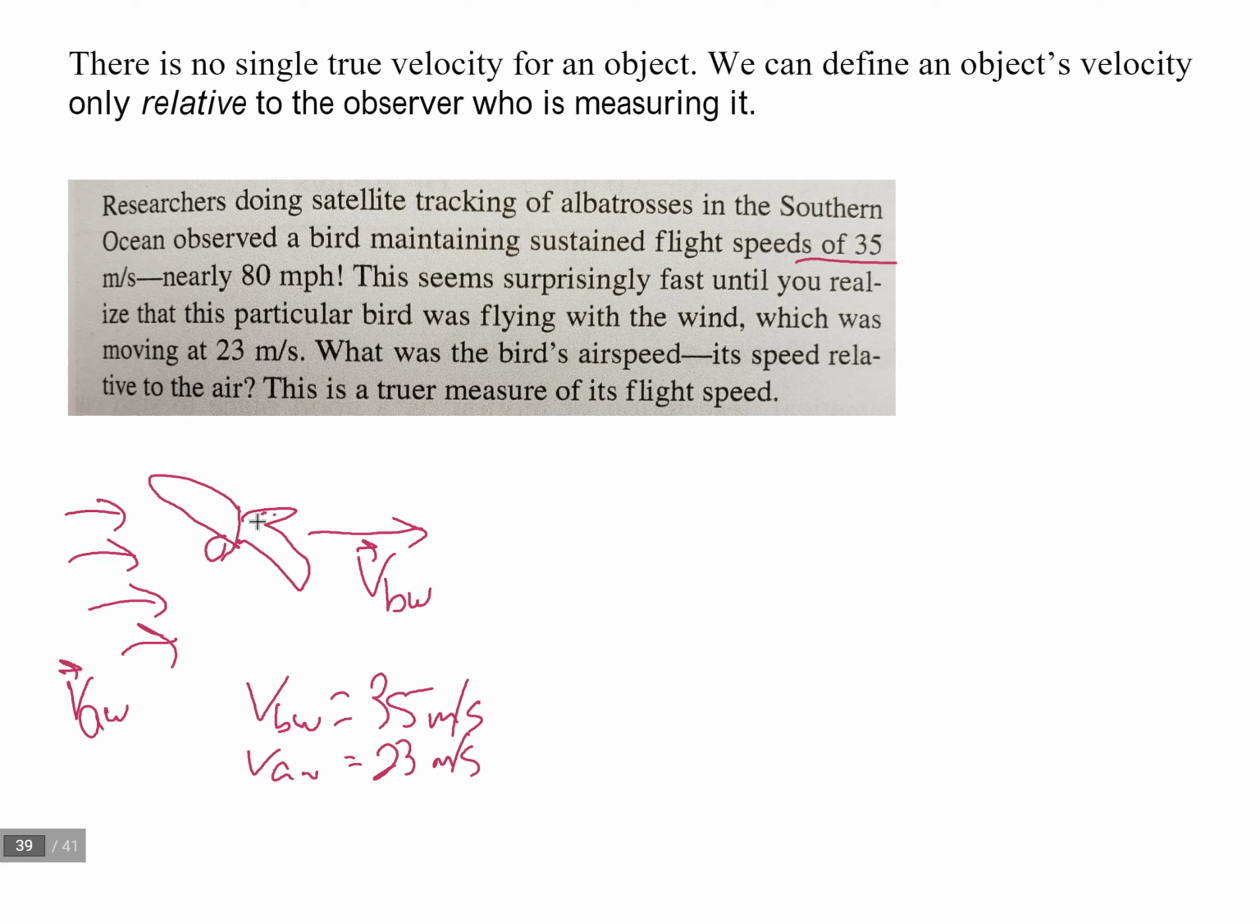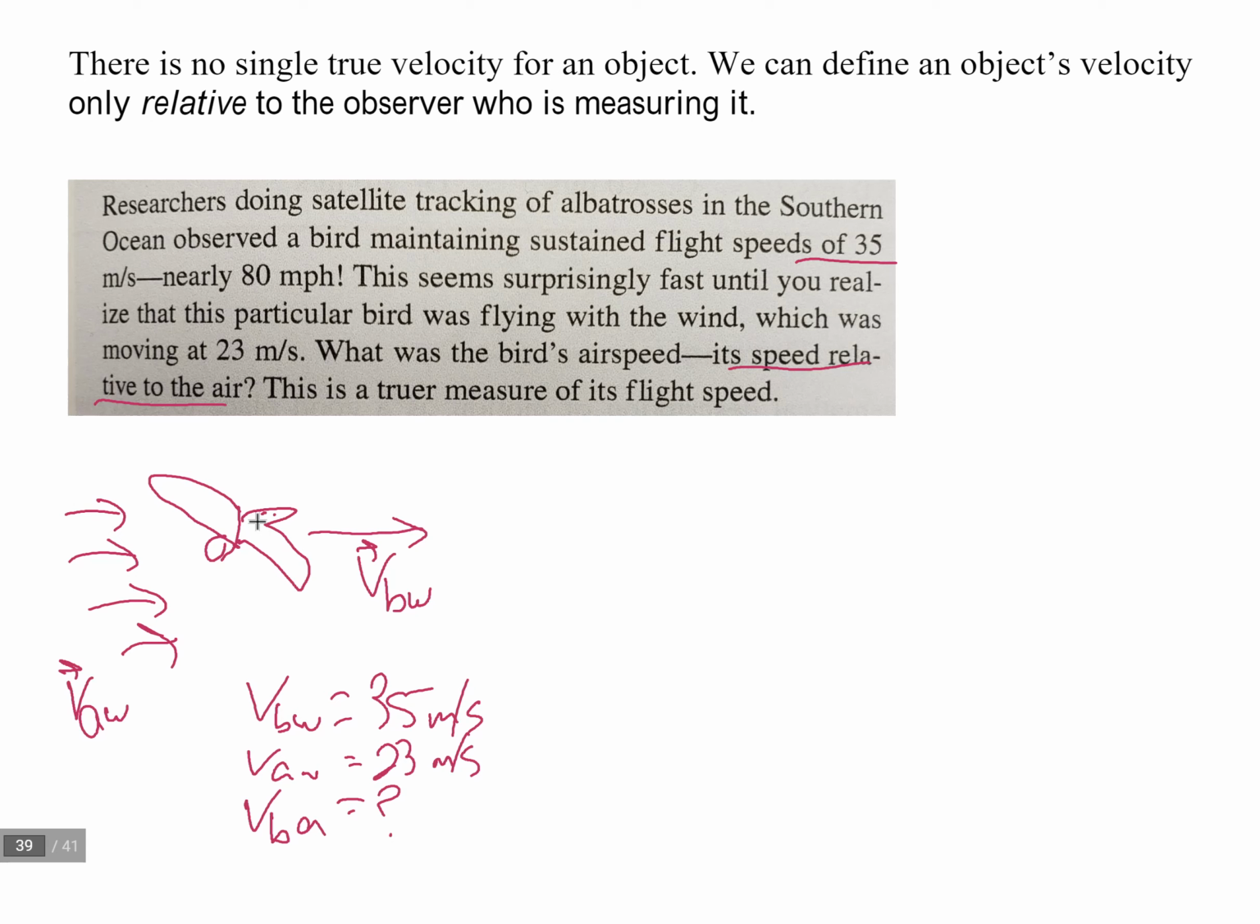What is it we're looking for? It says the bird's airspeed. In other words, its speed relative to the air. So we are looking for the velocity of the bird relative to the air. That's what we're looking for. That's what we want to know. So, how do we do this mathematically?